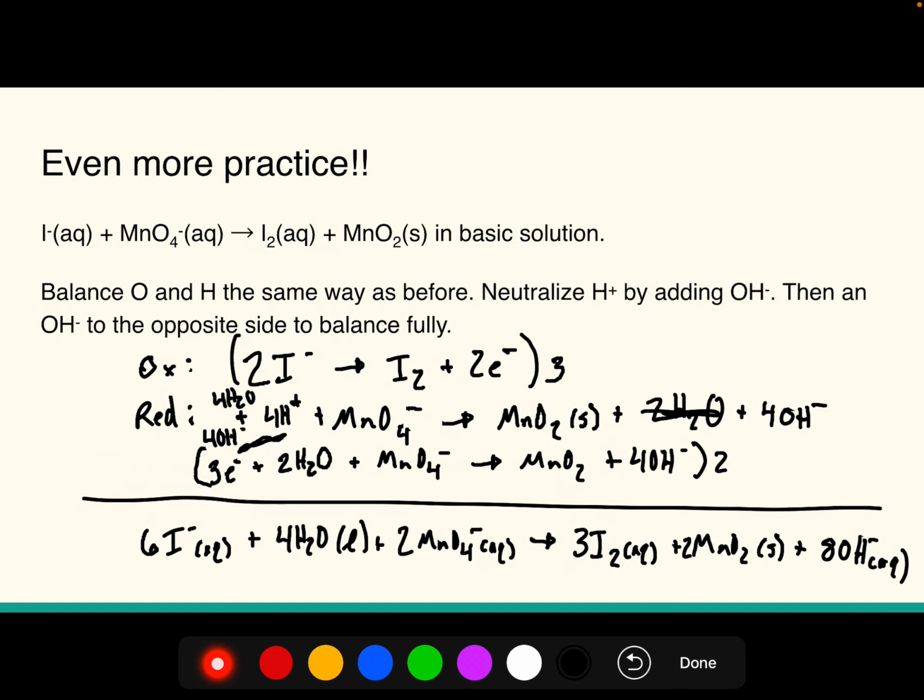Hopefully that helps make sense of everything. First thing you do, balance everything that's not hydrogen and oxygen. Second, balance the oxygens using water. Third, balance the hydrogens using H+. Then, if it's in basic solution and not acidic, you have to add that same number of hydroxides to both sides. Then you balance the charge. Then you make sure the electrons can cancel, however many given off by the oxidation is taken in by the reduction, and then just combine them. And that right there is your balanced equation.